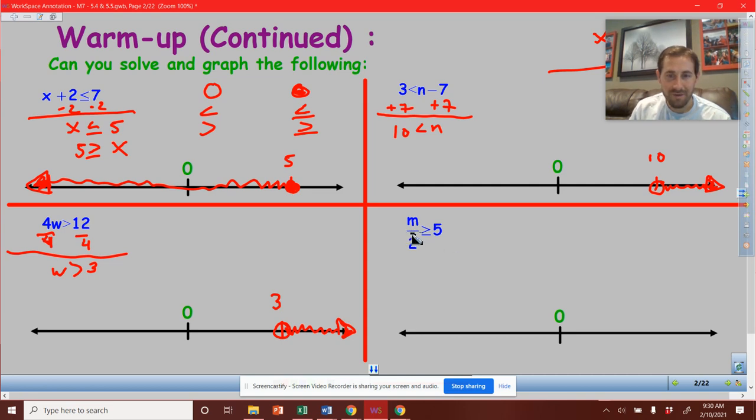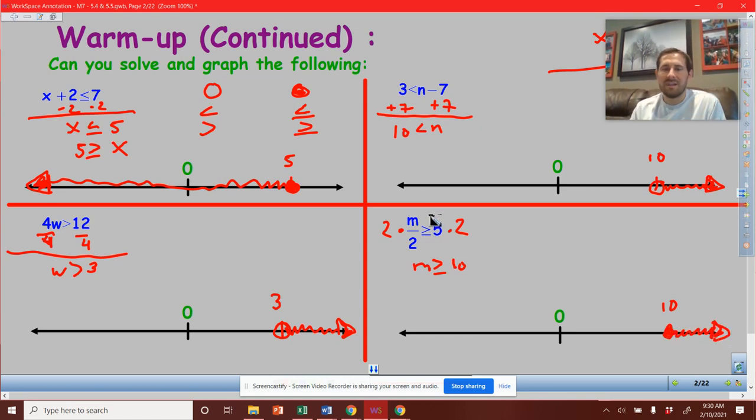And here, that's divide by 2, so the opposite of divide is to multiply by 2. The 2's go away, we get m is greater than or equal to 10. So here's 10, closed dot because of the line underneath, and mark everything greater than.